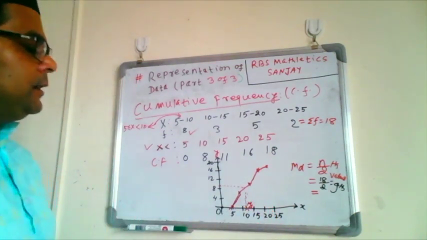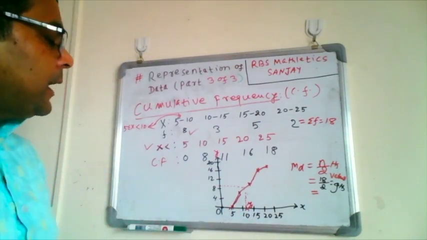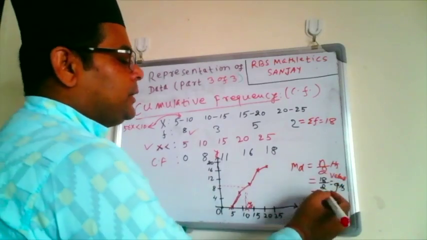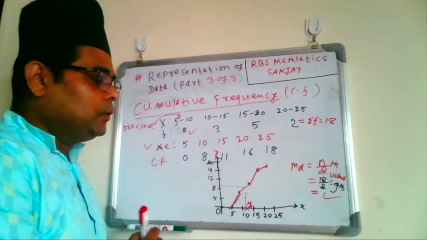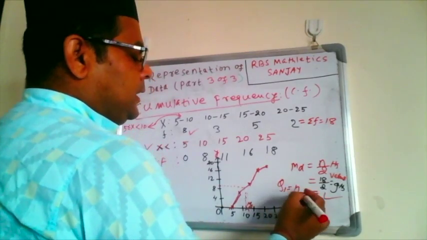So at this point, I have not taken the proper scale practically on the graph, but I can show you the location, that this is the location of the median that we have got on the basis of n by 2. Similarly, the Q1 value you can obtain by using n by 4.